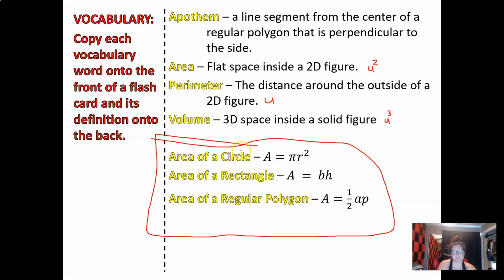Okay. So area of a circle is pi r squared. Area of a rectangle is base times height. And then area of a regular polygon, which we'll look at today, is 1/2 times the apothem. It's called apothem, I always say it wrong. So 1/2 times the apothem times the perimeter. So little a is apothem, this word, and the P is for perimeter.